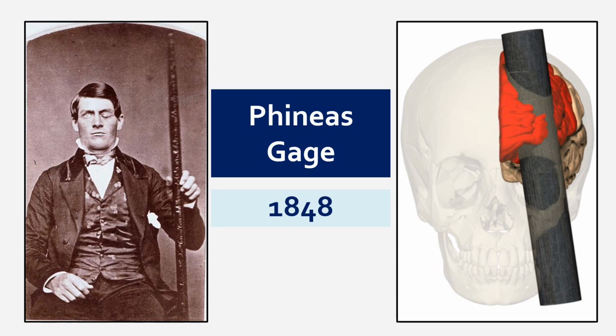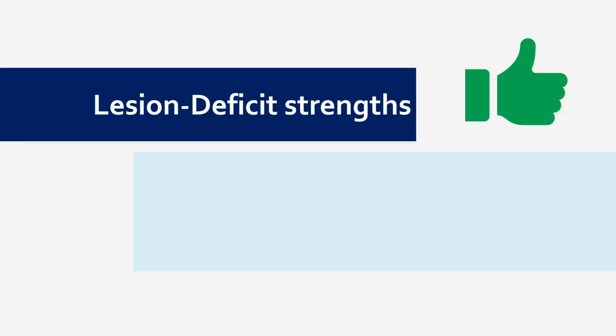This damage was then worsened by infections during the recovery process. Ultimately, though, Phineas largely recovered the physical damage from the accident, but his personality had changed. He became impulsive and rude, and this is part of how we came to understand the role of the prefrontal cortex in executive function. There are many advantages to this sort of approach.